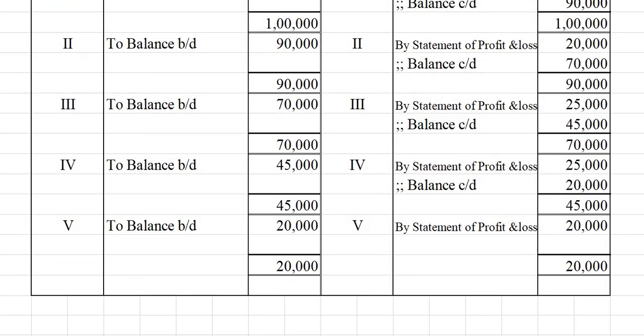Okay, it's very clear. It's a very simple concept only. You can practice it by solving 2 or 3 questions from your reference book. And after that, if there is any doubt, don't hesitate to communicate with me.